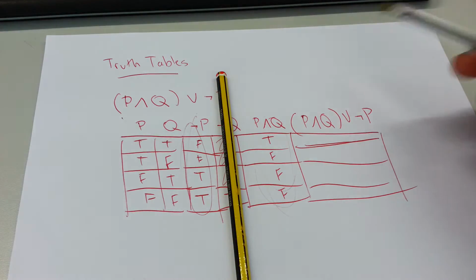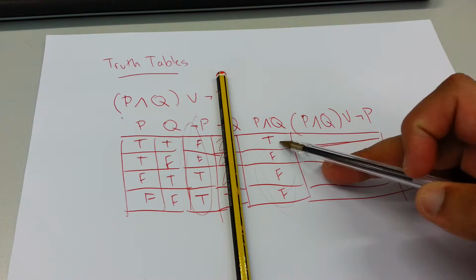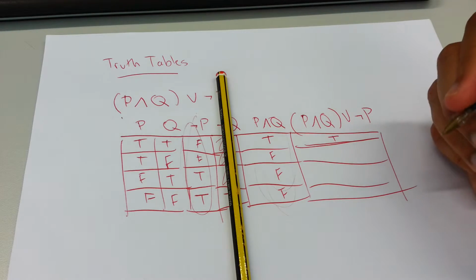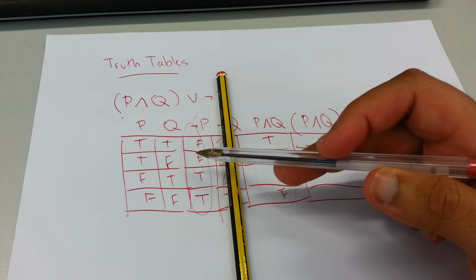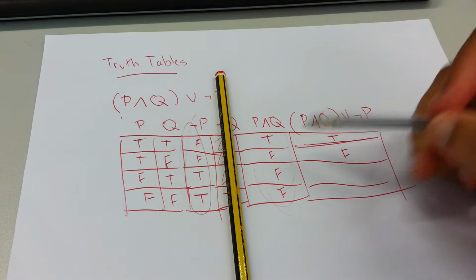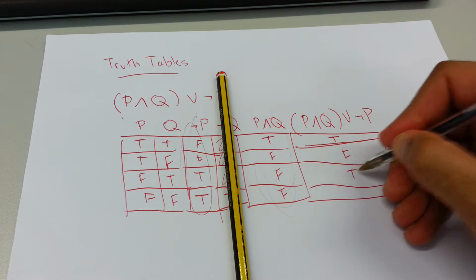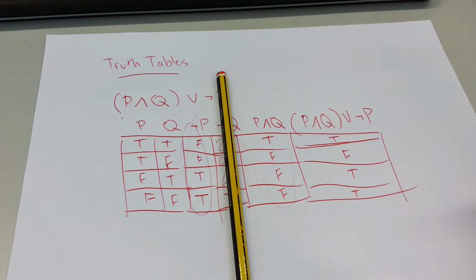and say, look, so true or false gives us true. False or false gives us false. False or true gives us true, and false or true just gives us true. This is not a tautology because it's not all true.